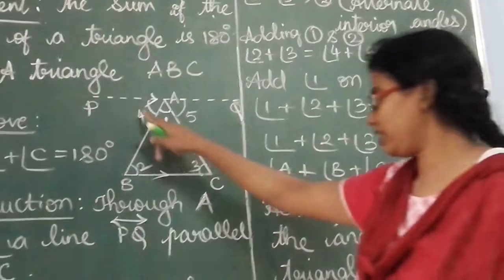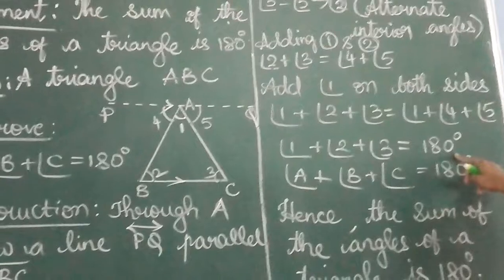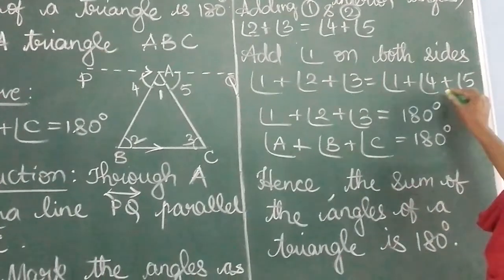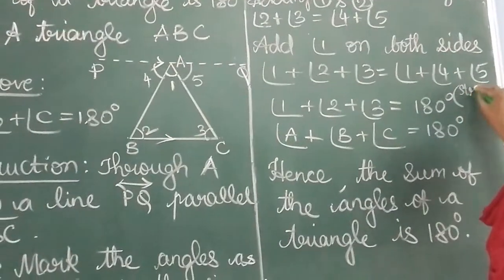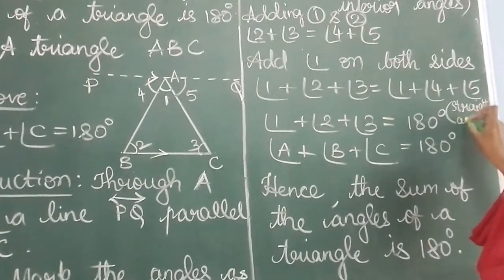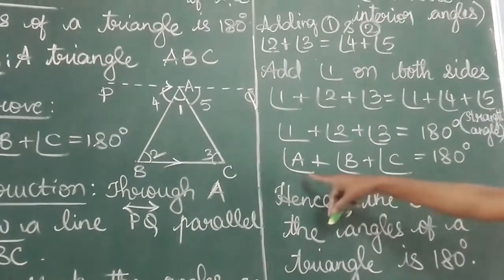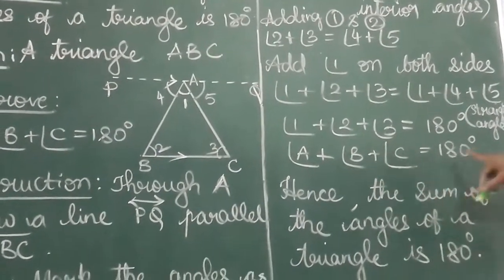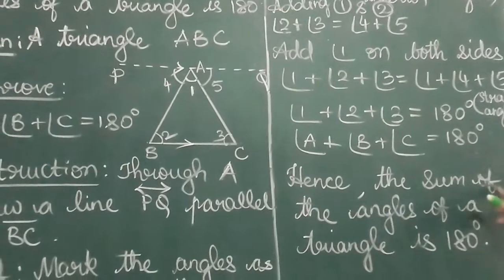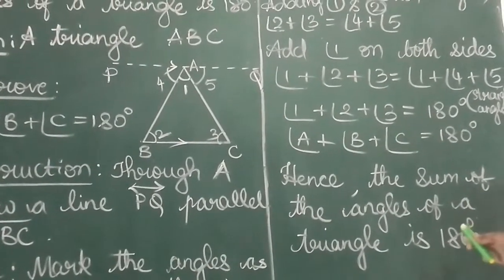You saw that this is forming a straight angle. The measure of straight angle is 180 degrees. So we have taken 180 degrees. Here you write straight angle. Straight angle is equal to 180 degrees. So we got that angle A plus angle B plus angle C is equal to 180 degrees. Hence proved that the sum of the angles of a triangle is 180 degrees.